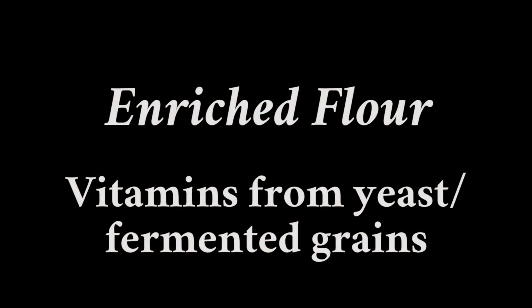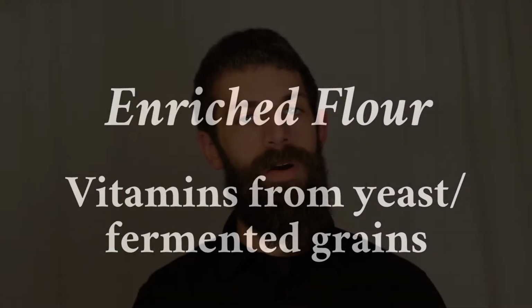So first off, enriched flour. Enriched flour, of course, has the good stuff from the grain taken away, and instead, sometimes they add back in vitamins that are made from yeast products. So they'll take grains and ferment them using yeast, and then they will extract vitamins from that and then put them back into the flour. This is one possible example.